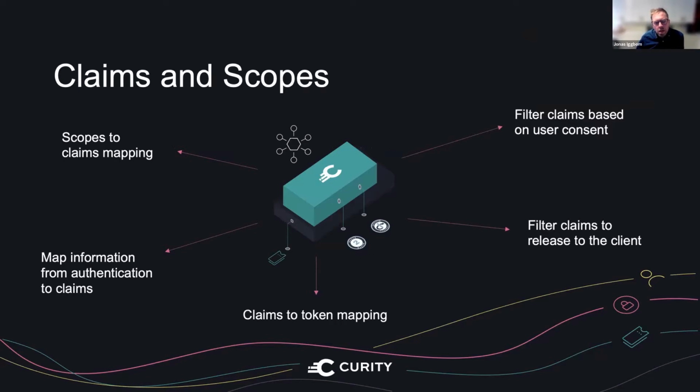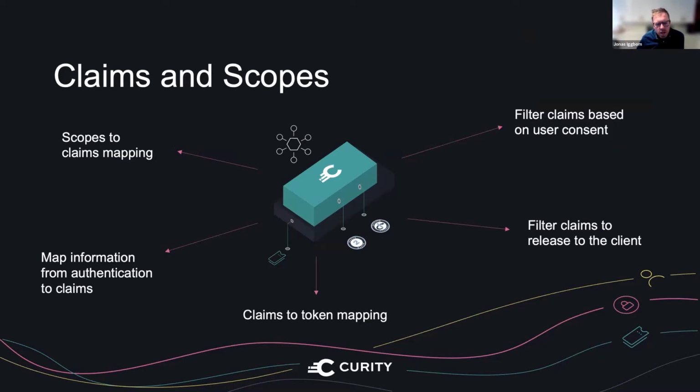Some of the pieces that the Curity token service is doing: it's performing that scopes to claims mapping. So I'm requesting a scope. What claims will that result in? That's something that the token service will handle. It will map the information from authentication to claims. This is part of the authentication step, potentially. It doesn't have to be, but it could be. And it's fairly common that it is.